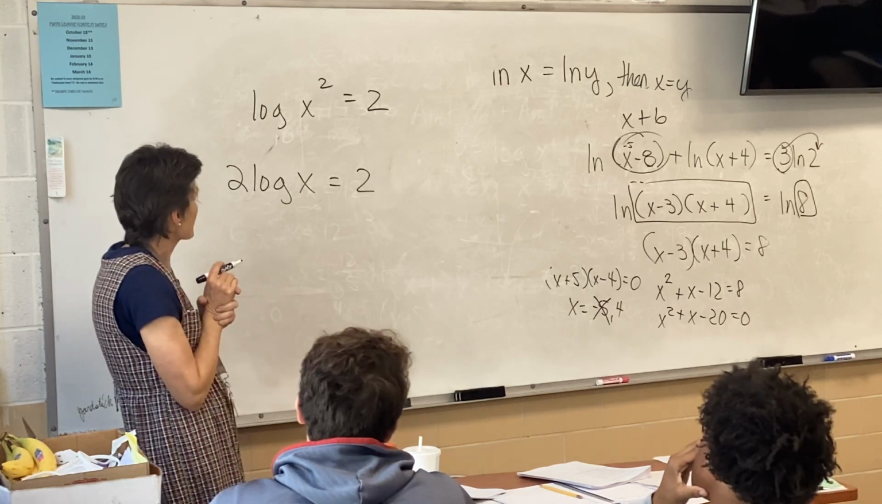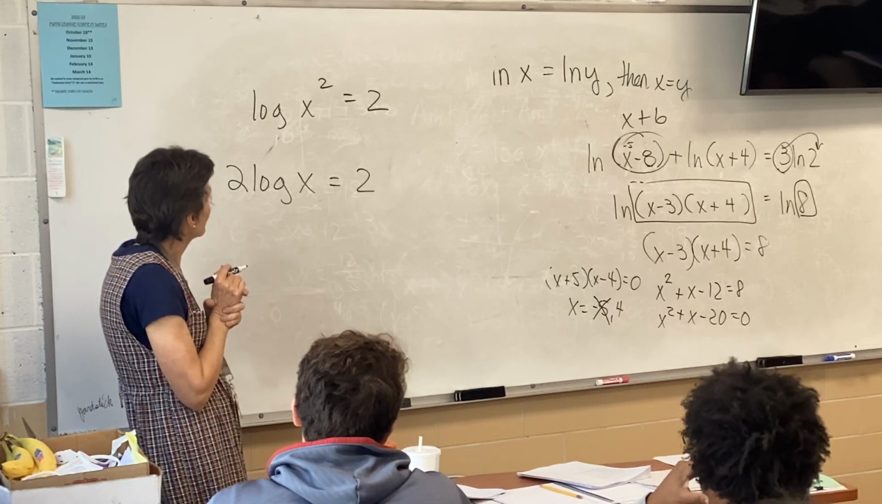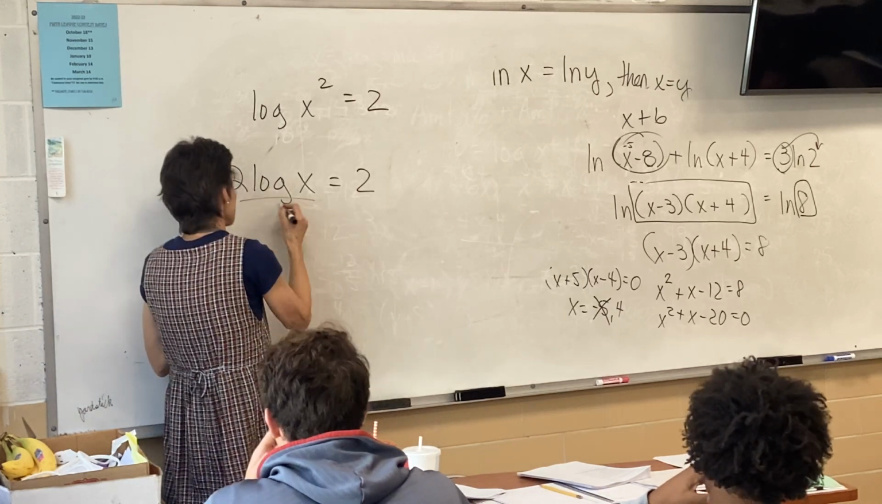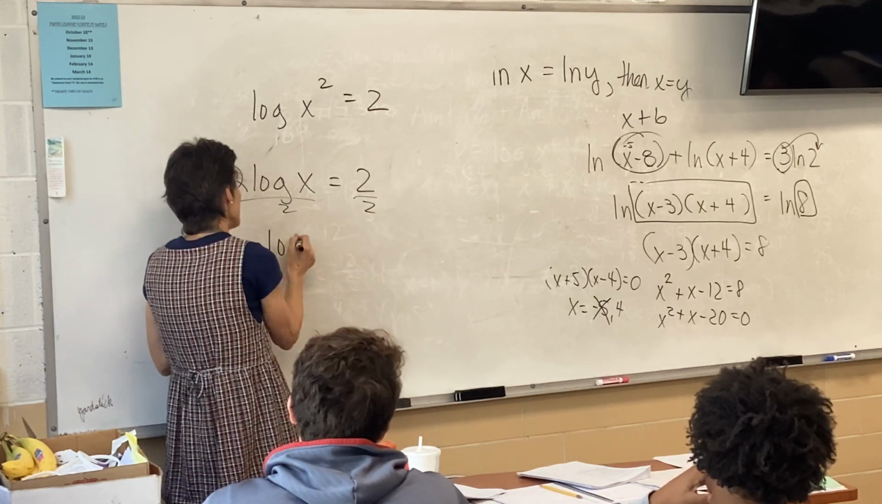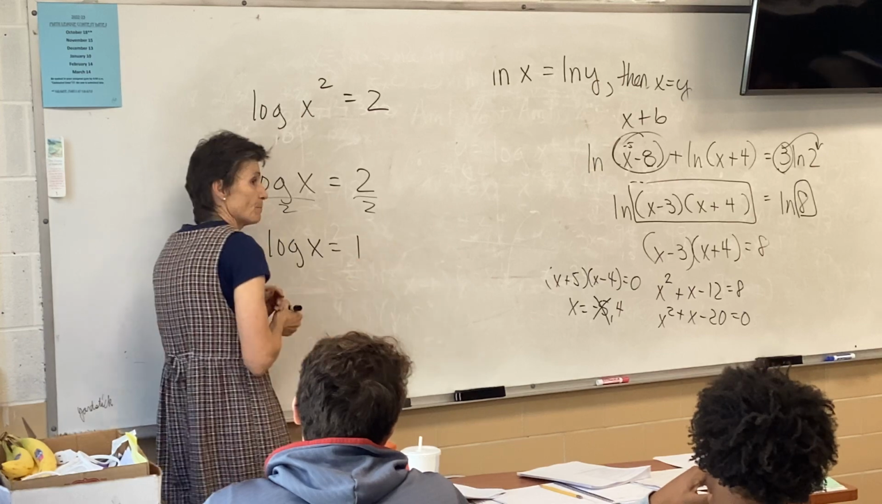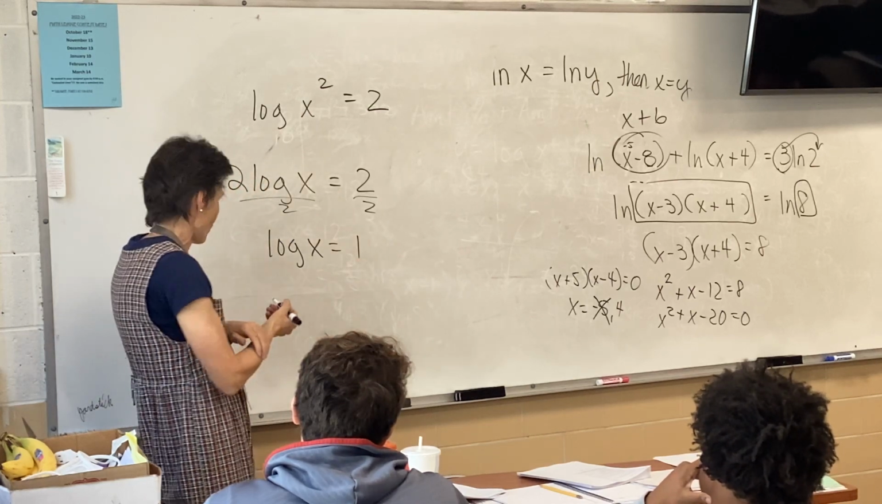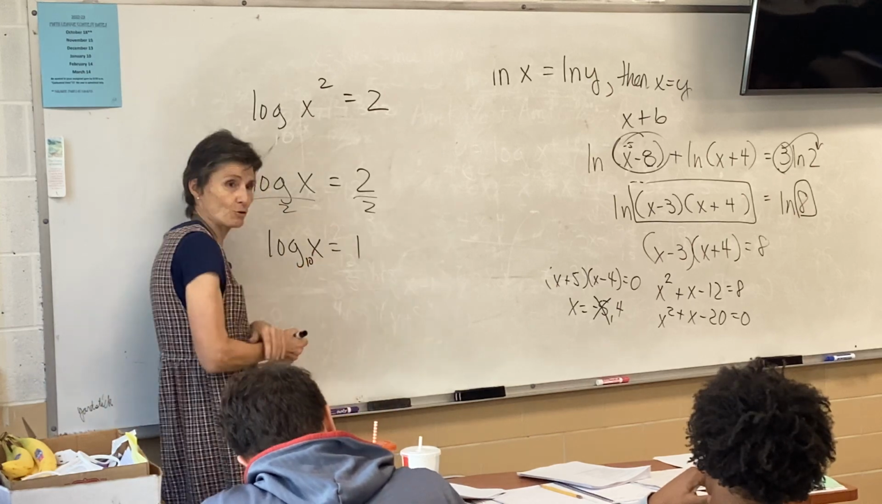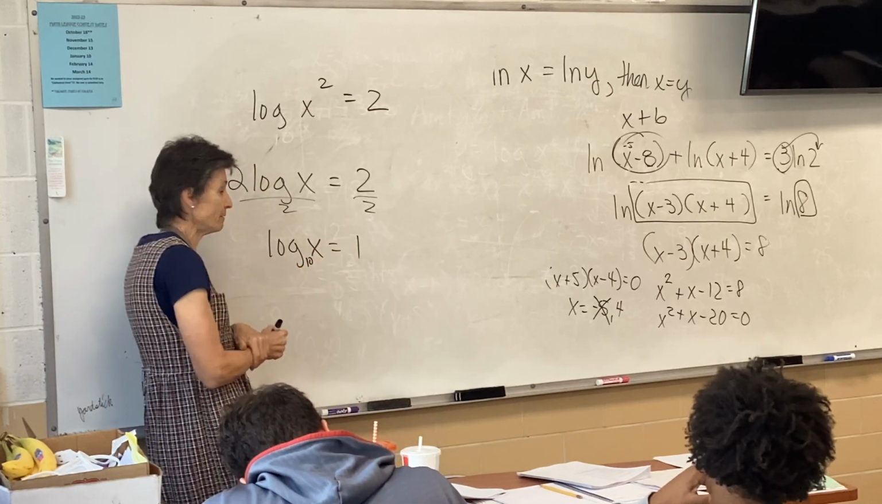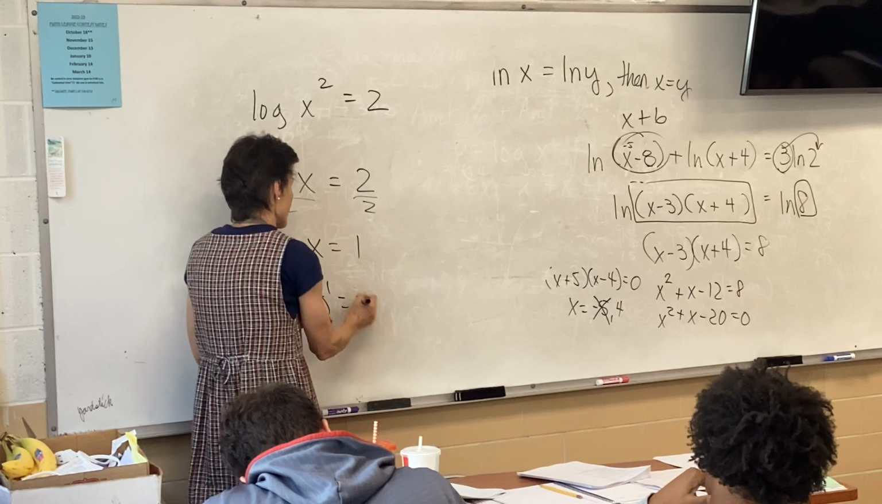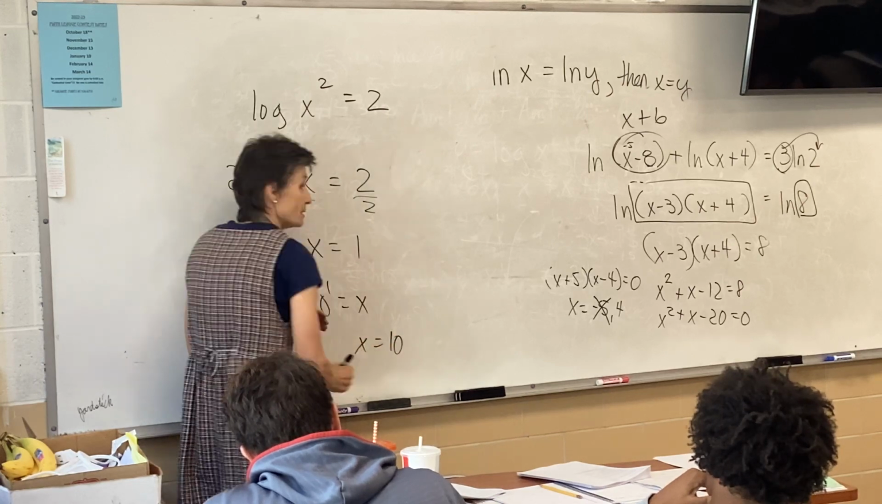Okay? Now what? You divide by 2. These are just numbers. You can divide by 2. So log x equals 1. The base on that is understood to be 10. So 10 to the first equals x, so x equals 10.